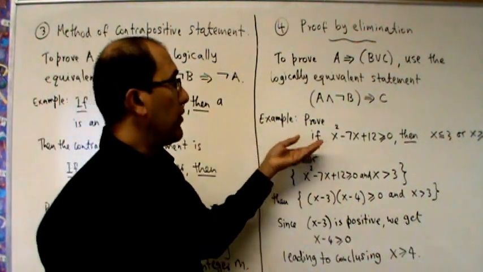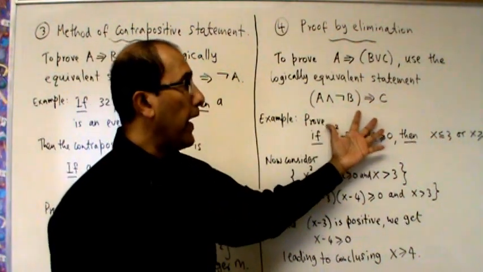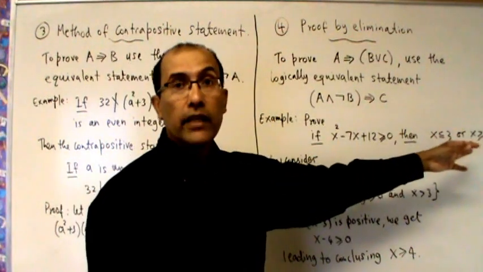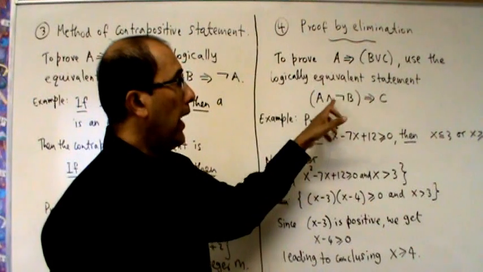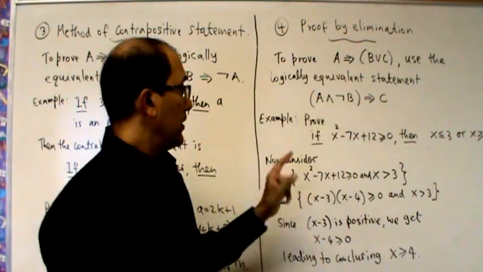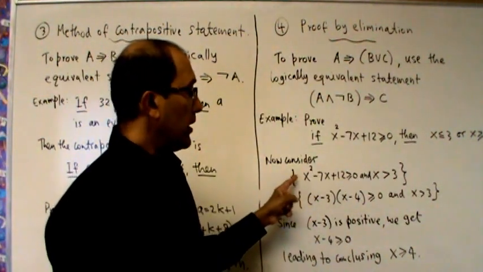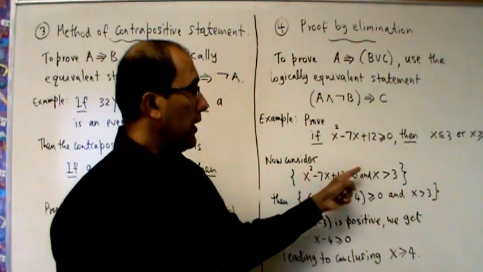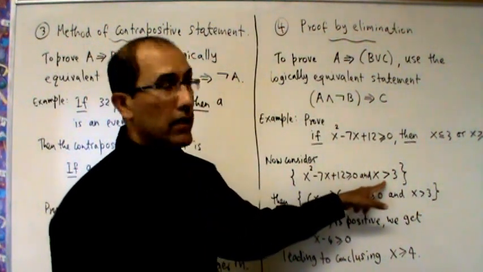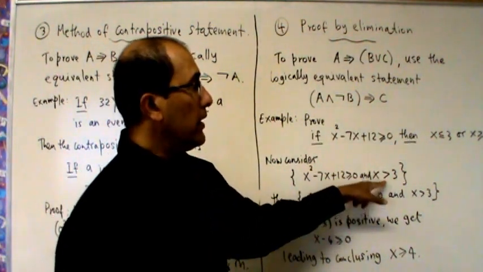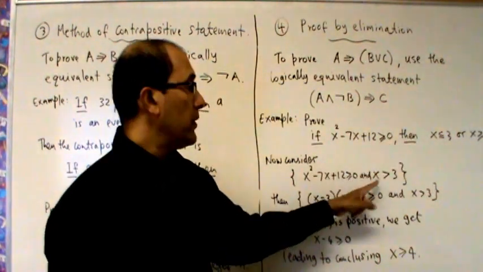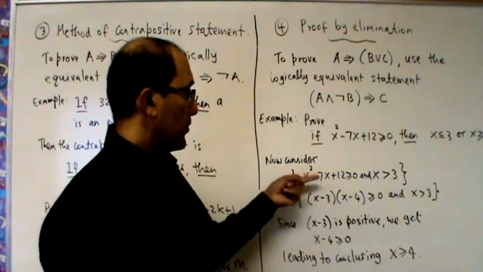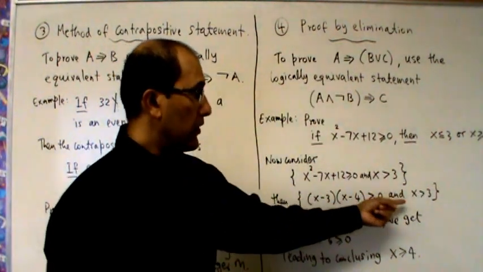So suppose we are given to prove that if A, then B or C, and what we do is we are going to take A and not B. So this is our statement, A and not B. So I want the negation of B. B is x smaller than or equal to 3. Negation of B would be x bigger than 3. So this gives me that and x bigger than 3.